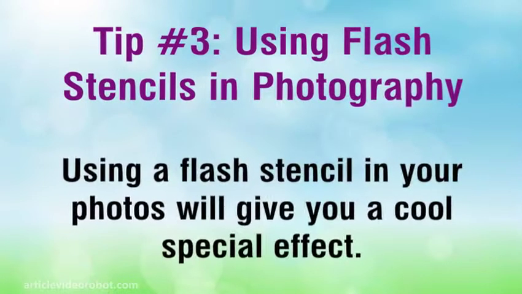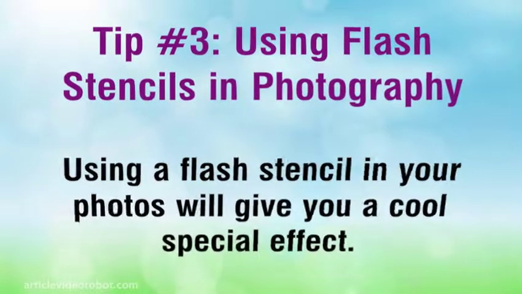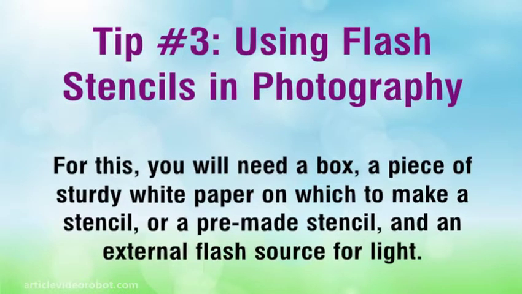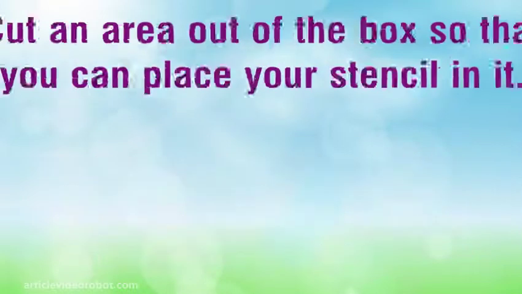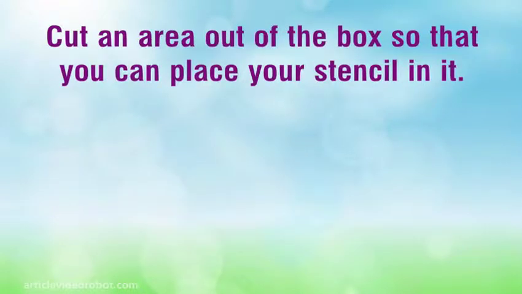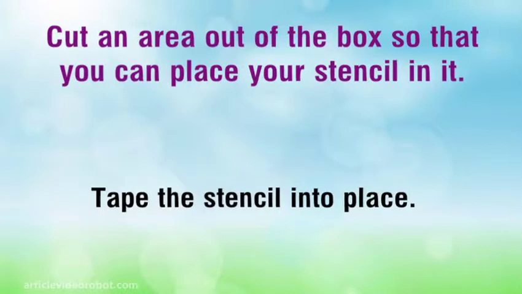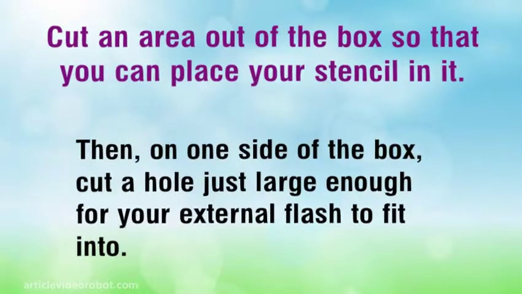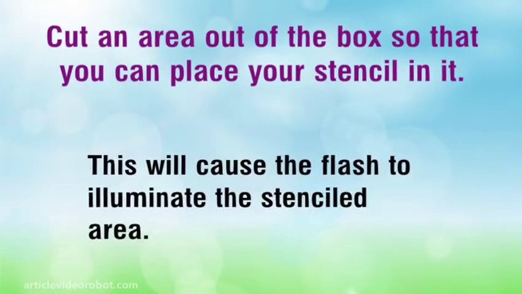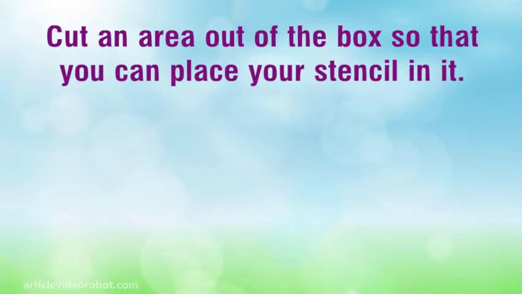Using a flash stencil in your photos will give you a cool special effect. For this, you will need a box, a piece of sturdy white paper on which to make a stencil, or a pre-made stencil, and an external flash source for light. Cut an area out of the box so that you can place your stencil in it. Tape the stencil into place. Then, on one side of the box, cut a hole just large enough for your external flash to fit into. This will cause the flash to illuminate the stenciled area.